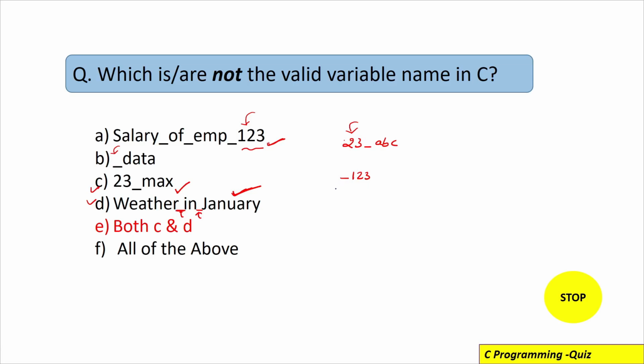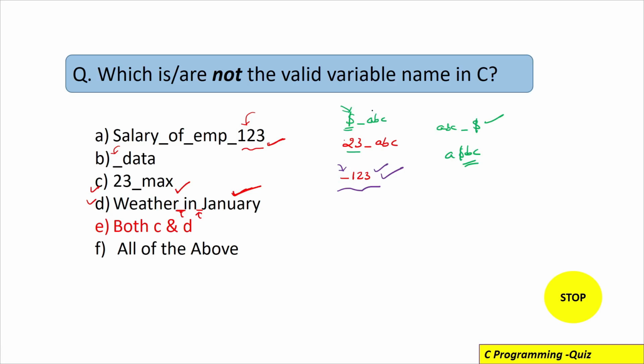Now if I ask you whether this variable name _123 is a valid variable name or not, this is a valid variable name. Why? Because we have used an underscore at the first place, in the starting of the variable name. That's why this _123 is a correct variable name according to C language.